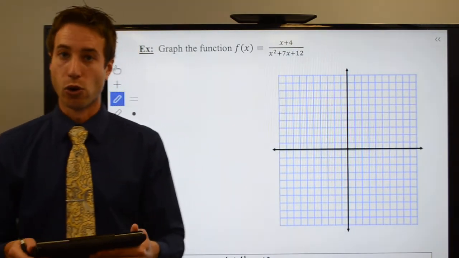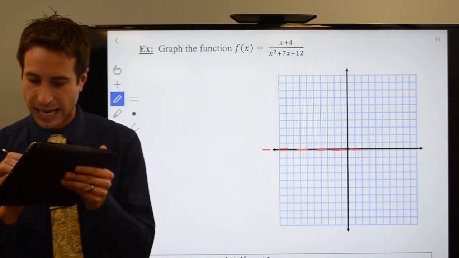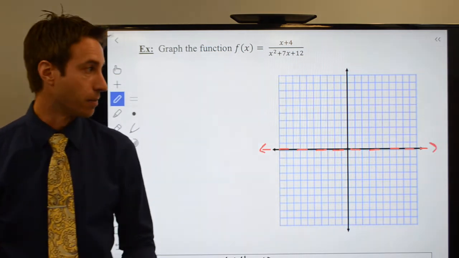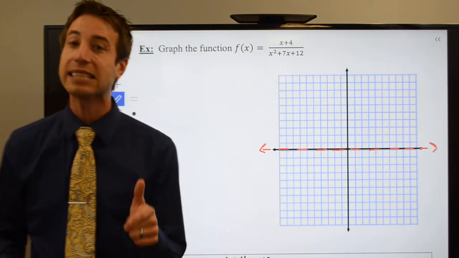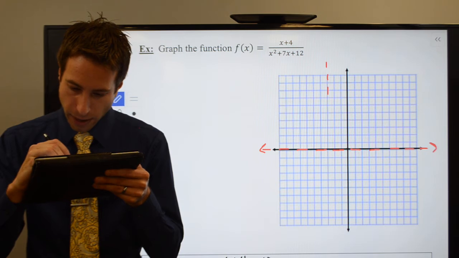First, vertical and horizontal asymptotes. Well, I have a horizontal asymptote that is the x-axis thanks to rule number 2. So, there's my horizontal asymptote. I also know, thanks to setting the denominator equal to 0, that I have a vertical asymptote at minus 3. Right there.